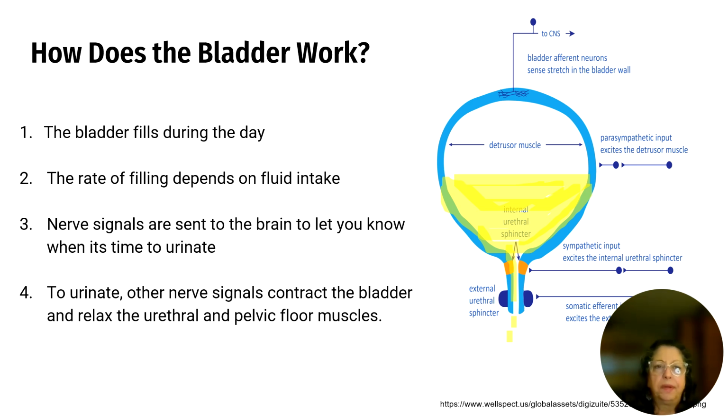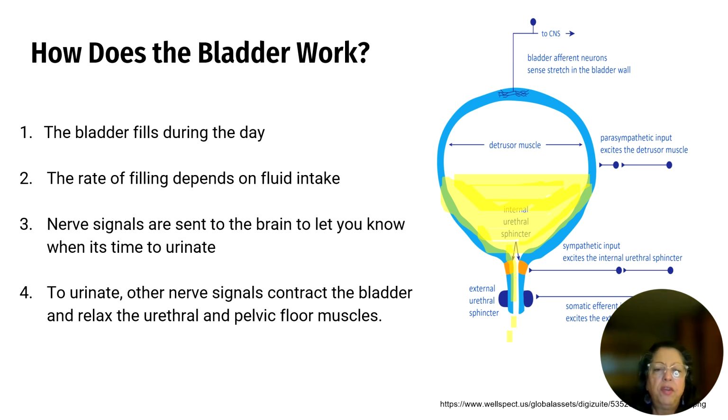So how does the bladder work? Well, the bladder fills during the day with whatever we eat or drink. That fluid is extracted out of the food and the fluids that we take in, and the rate of filling depends on the fluid intake every day. And nerve signals are sent to the brain to let you know when it's time to urinate. And usually, when you see that bladder diagram there, your detrusor muscle starts letting you know when it's about 3/4 full. It is time to urinate.